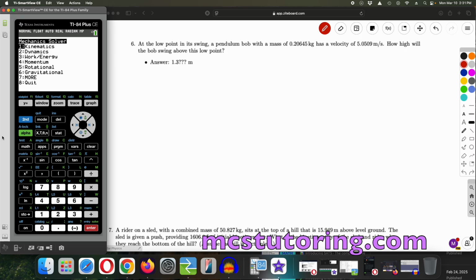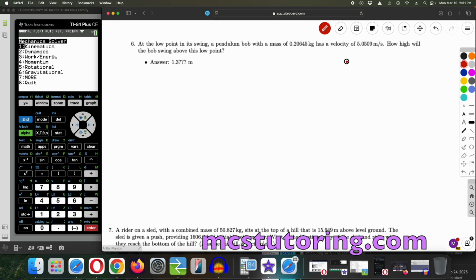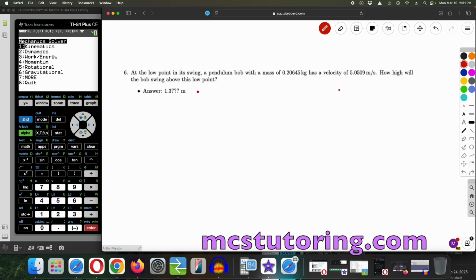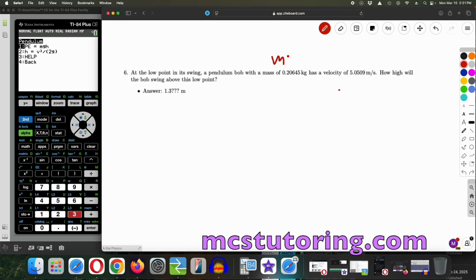Now this next one, low point of a swing, pendulum bob. Ooh, pendulum. So I think immediately we're going to go to more. And then I got pendulum here as an option. Okay, the mass here is 0.2. Oops, I didn't lock this figure or this image. It has a velocity of 5.0509. That's going to be V. How high will the bob swing above the low point?